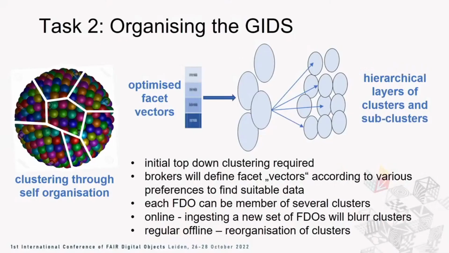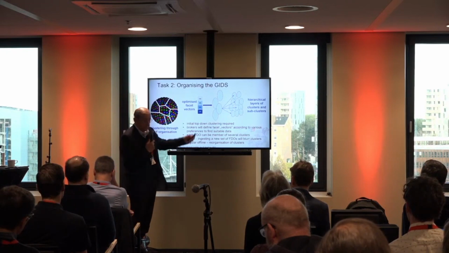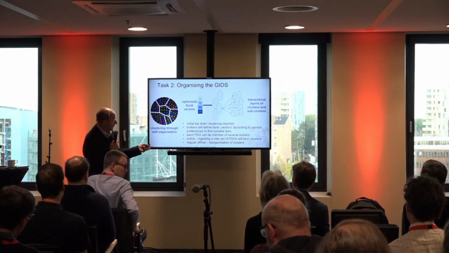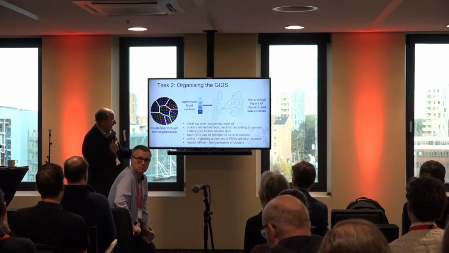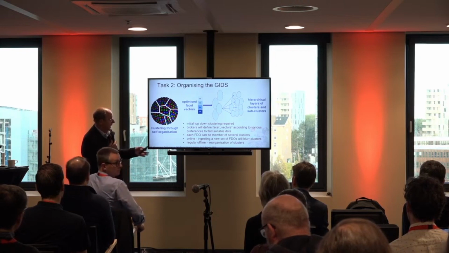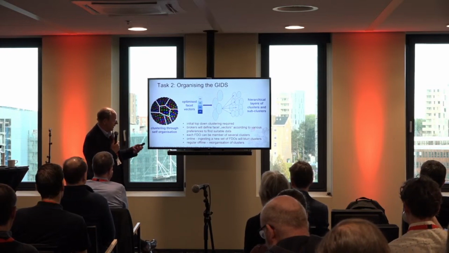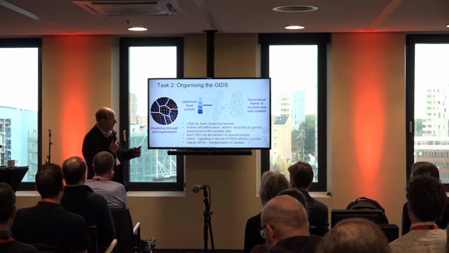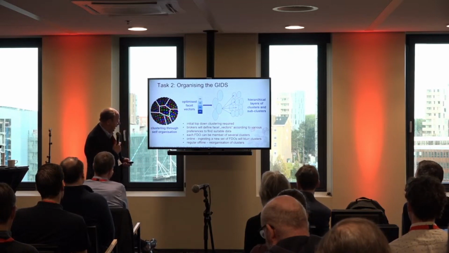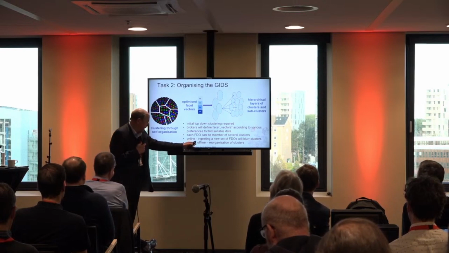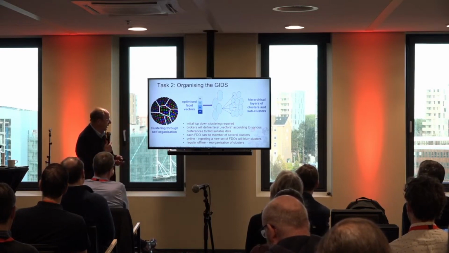What else is important? Of course, there are a couple of aspects which we all know, I guess. Each FAIR digital object can be part of different clusters. Also, when you ingest a new set of FDOs, a collection of FDOs, if you apply self-organizing algorithms that enter them into certain clusters, you will certainly start blurring these clusters. So from time to time, you have to do this top-down restructuring again and again. And that should happen, of course, offline, reorganizing these.